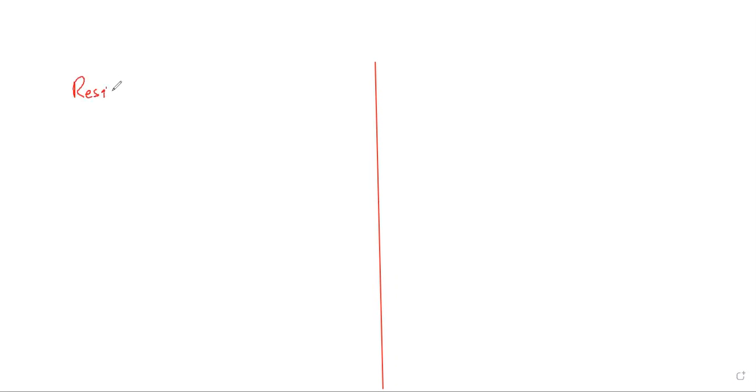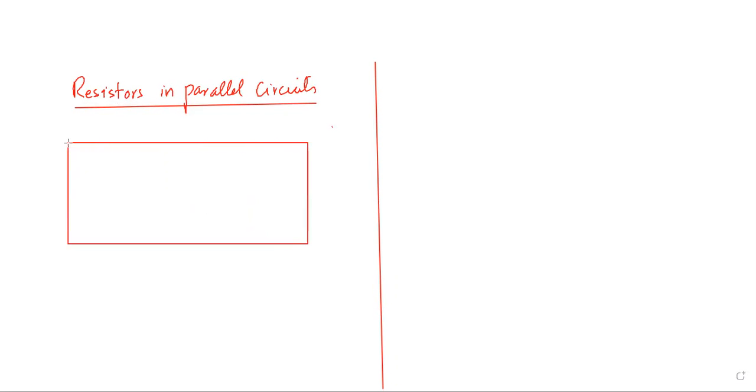Resistors in parallel circuits. When we are using them, what's going to happen? This is the circuit which I am going to show you. Here is a circuit, and I'm going to place two resistors for the time being.